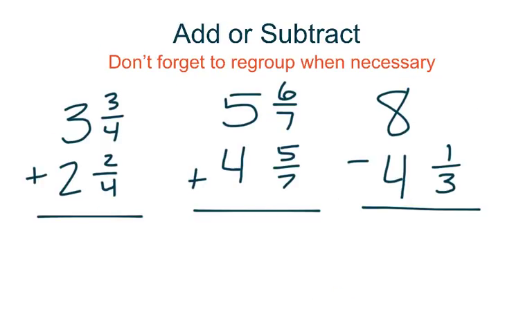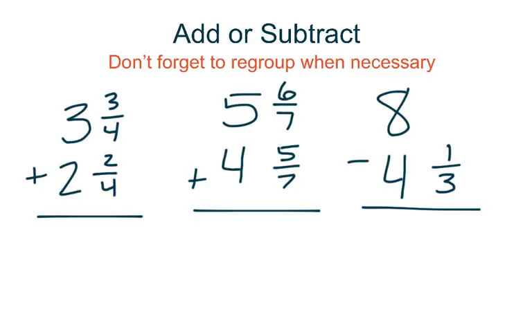Now, one of the last things that we did is we added and subtracted our mixed numbers, and when we did that, we needed to make sure that we regrouped. When we were adding, if we ended up with a fraction equal to or greater than 1, we needed to regroup and add that to our whole numbers. If we were subtracting, sometimes we needed to regroup there. So I'm going to go ahead and do the first one, and then we're going to practice a few.